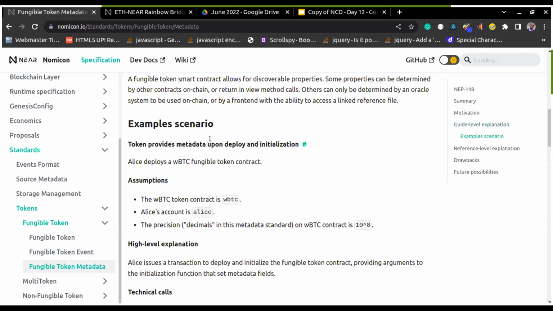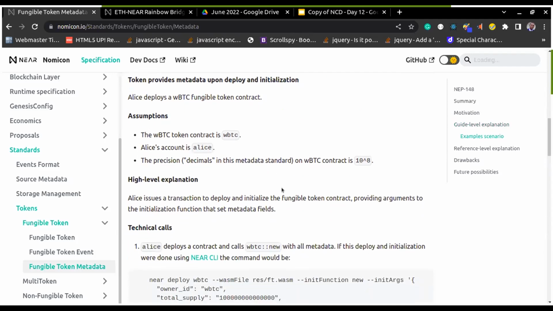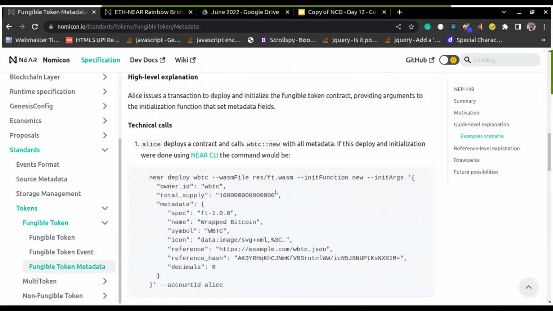So a token provides metadata upon deploy and initialization. In this case, when you're going to deploy your fungible token smart contract, you have to provide all this information. So assume that Alice deploys the WBTC fungible token contract. The assumption is this contract is going to be deployed at this address, and Alice's account is this, and the precision decimal is also listed as well. So these are the assumptions you're going to make.